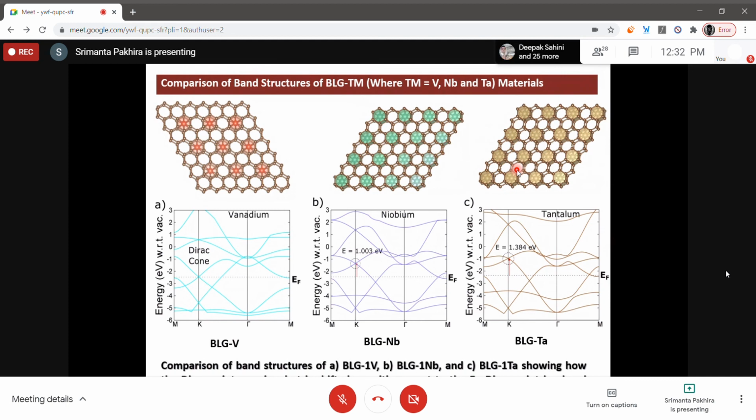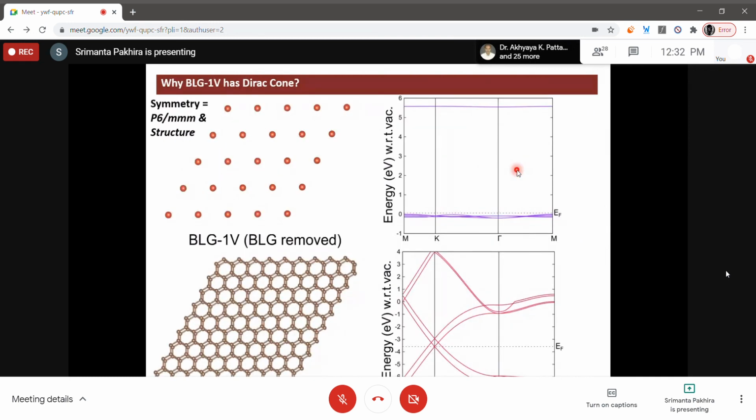This kind of work we published in 2018 in Journal of Chemical Physics, and one in Journal of Physical Chemistry C. And we asked what is the reason behind that? Why does BLG1V have a Dirac cone? Why not the others? So my question is, when we have the BLG1V structure, I remove the BLG part and put only the material layer, the vanadium layer. In that case, we plotted the band structure only for the vanadium layer.